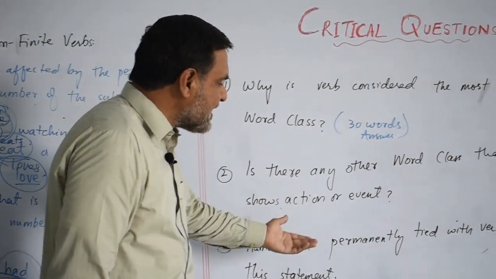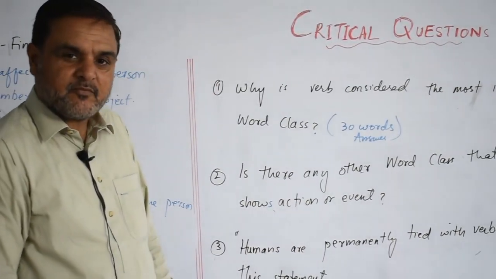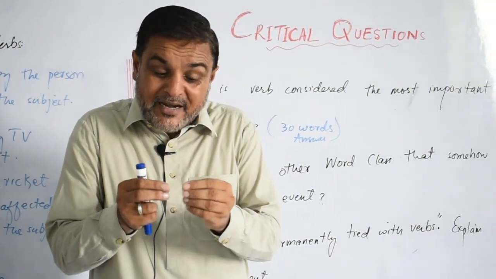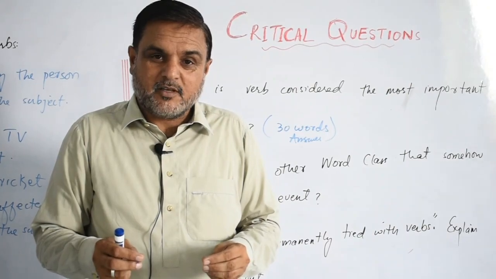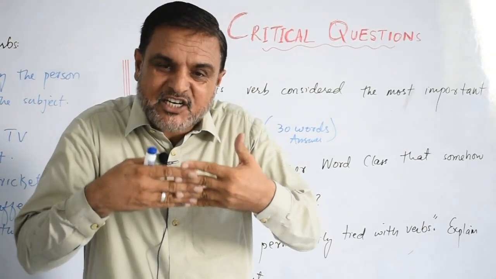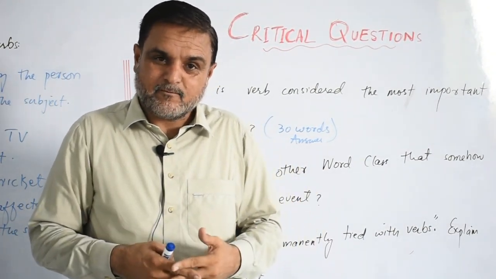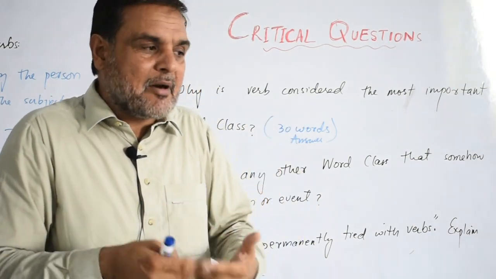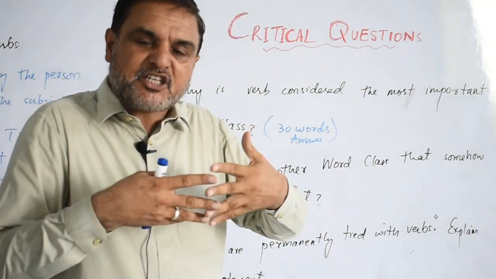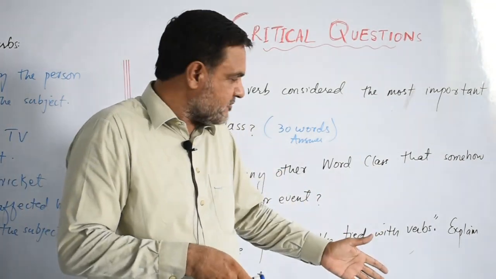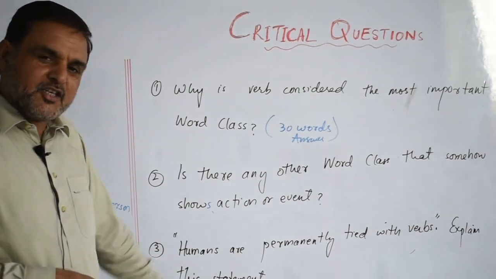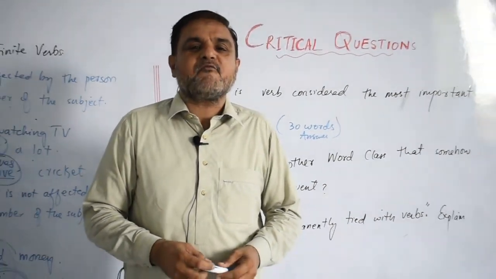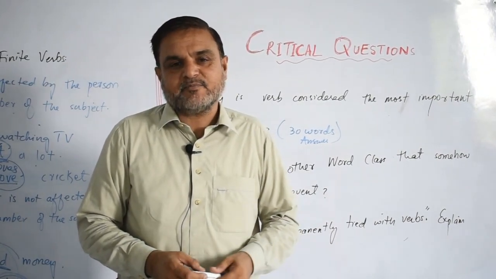Humans are permanently tied with verbs. Human relationship with verb is of permanent connection. Humans are permanently connected with verbs. That's a statement. Humans are permanently connected, permanently related with, permanently tied with verbs. Explain this statement. How? I hope you have understood everything that I have tried to explain.